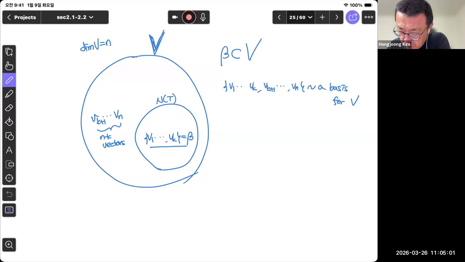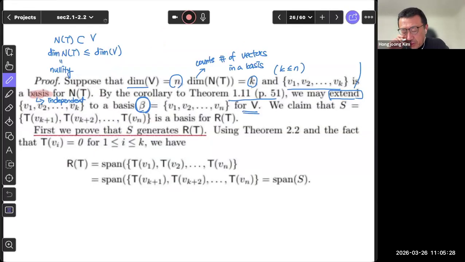Oh, sorry. This is not beta, and this is beta. Sorry about that. So let me call this one beta one. Then this beta one is a basis of N of T, and this beta one is independent. So I can extend, meaning I can find these n minus k vectors to form a basis for V space. So that's what I did. I just introduced those n minus k vectors, and beta will be a basis for the full space, right? We can always find those n minus k vectors, right?